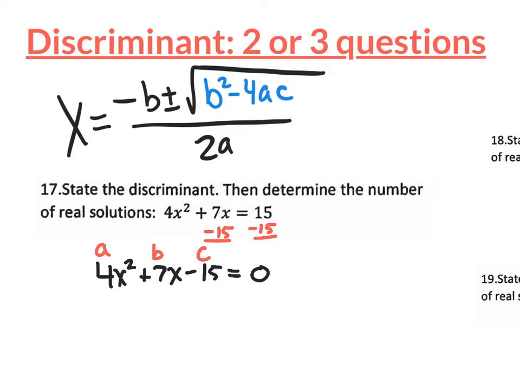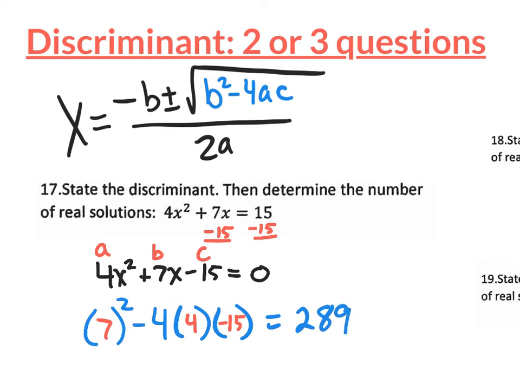Now you could identify your A value of 4, your B value of 7, and your C value of negative 15. Now the discriminant is simply the B squared minus 4 times A times C. So that's 7 squared minus 4 times 4 times negative 15. And of course you could do all this with the calculator. Type it in exactly the way it is: parenthesis 7, close parenthesis, squared, minus 4, parenthesis 4, close parenthesis, open parenthesis negative 15, close parenthesis, equal, it says 289.